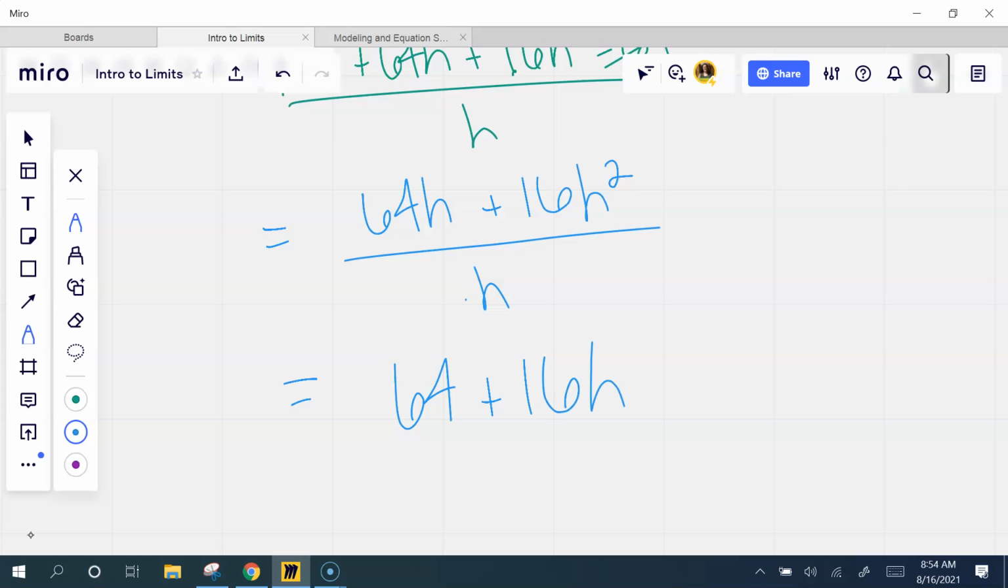Now, this looks a lot better than what we've been working with. What is the instantaneous rate of change at 2? So we've got the formula. What is my h value if I want instantaneous? 0. And what do you see? 64. Isn't that beautiful?